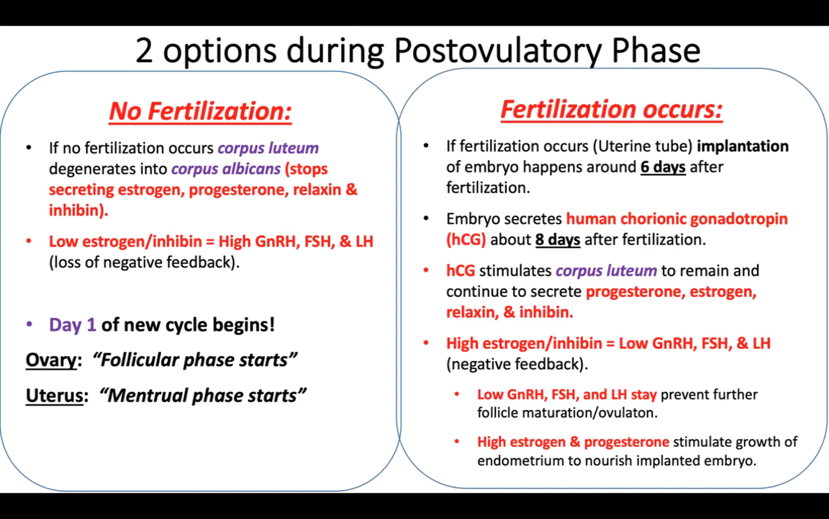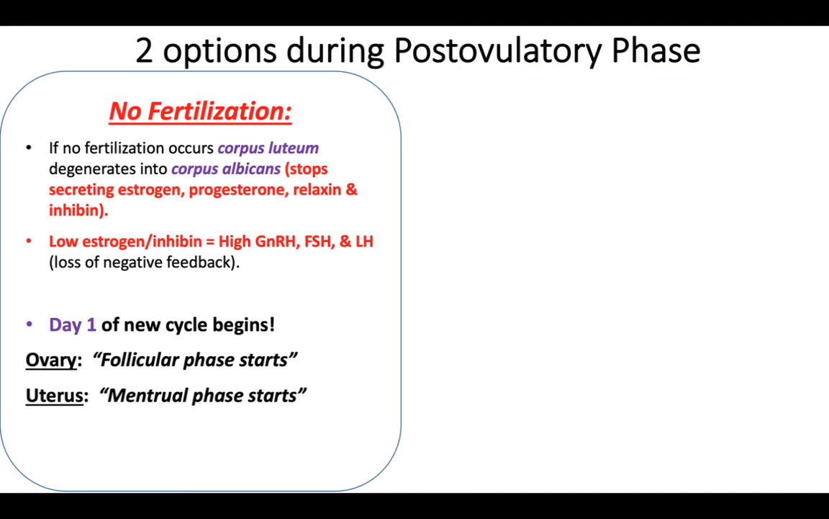So let's first look at what happens if fertilization does not occur. So no sperm in the fallopian tube, all right? And the corpus luteum's producing these hormones, but it's kind of waiting to find out. Corpus luteum is in charge, but it needs to find out if there's an embryo or not, all right?